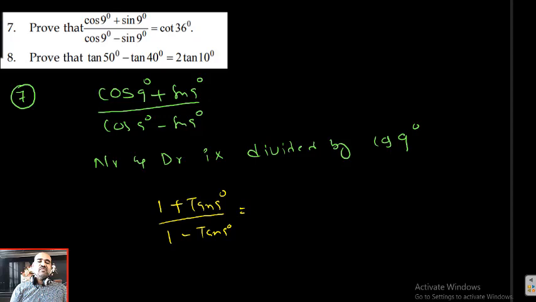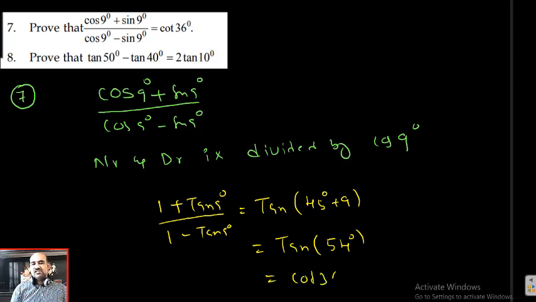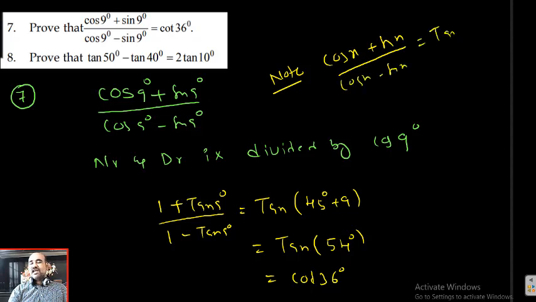Just now I explained that 1 plus tan A by 1 minus tan A is nothing but tan of pi by 4 plus A. Pi by 4 is 45 plus A, where A means 9 degree. So that is tan of 54 degree. This is the answer. Or tan 54 is nothing but cot 36 only, since 90 minus 36 you can write. So this is another important thing. How can you remember? Note: cos x plus sin x by cos x minus sin x is remembered as tan of pi by 4 plus x.